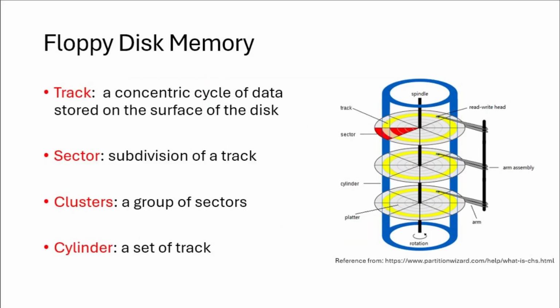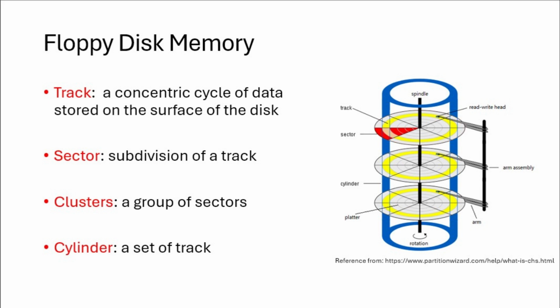And then there is floppy disk memory. We can see the picture. The track is a concentric circle of data stored on the surface of the disk. A sector is a subdivision of the track. A cluster is a group of sectors, and finally, the cylinder. The cylinder is a set of tracks. The memory is already written on the surface of the floppy disk.